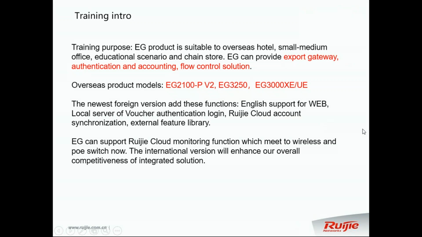Okay. So as you know, nowadays we have four new types of EG projector: the 2100 V2 and 3250 and 3000 XC and UE. And you know that these three types of product are suitable for different kinds of customers. For example, the 2100 is suitable for 200 to 300 customers for that scenario. And now only in this 2100 we can support the app.